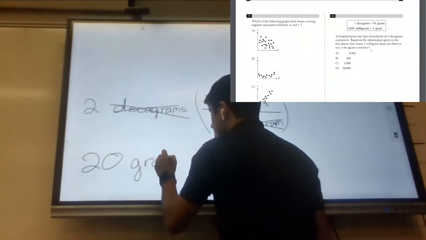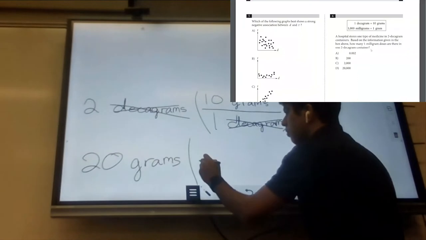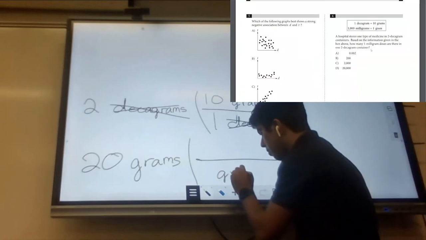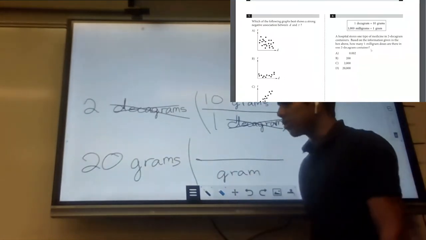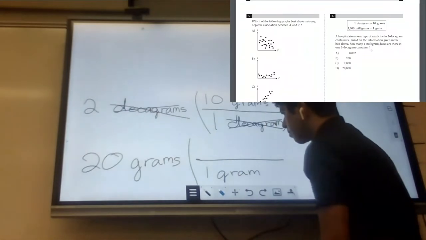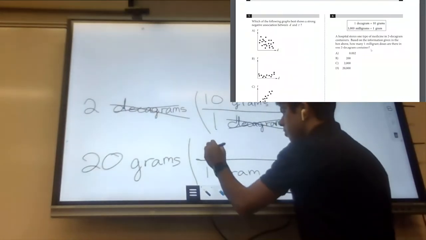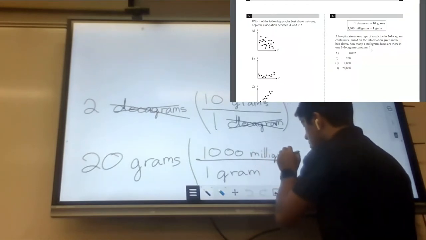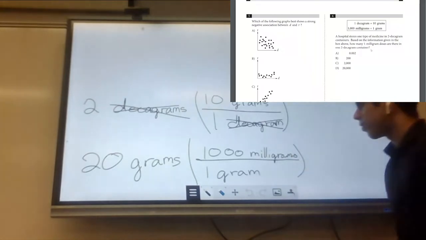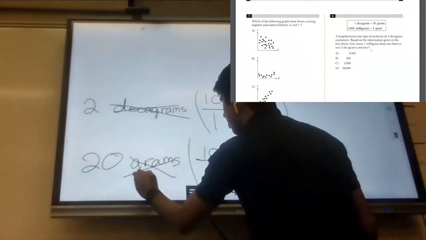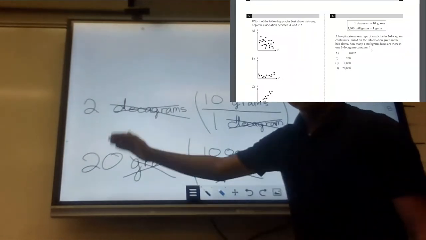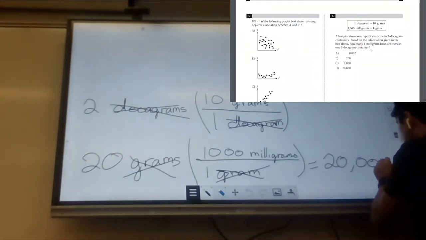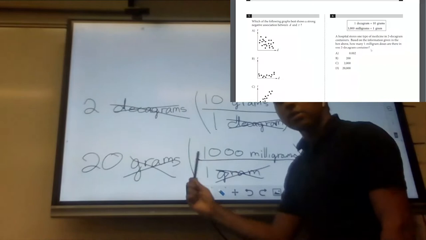20 grams, and I want milligrams. I do the same thing. I had grams up here in the numerator, but I want grams down here in the denominator, or just 1 gram actually. And we have 1 gram, and that's going to be equal to 1,000 milligrams. So this gram cancels out with that gram. And we get 20 times 1,000 equals 20,000. Right, so once you understand how to deal with the units, it's actually a very simple problem.